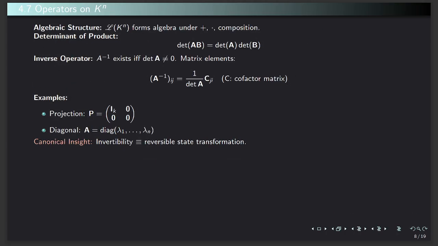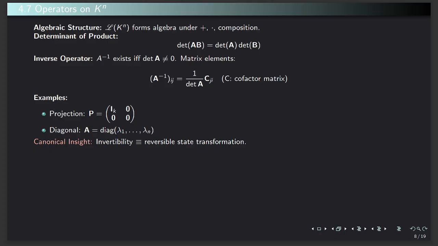But an operator that maps a space to itself is as common as it is in the study of dynamical systems. The set of all such operators, where an operator maps a space to itself, forms a rich algebraic structure known as an algebra. The key property of these operators is that the determinant of a product is the product of the determinants. We call this officially an algebra.